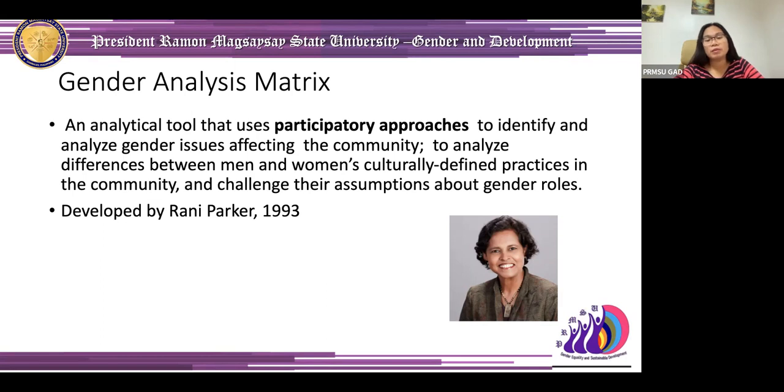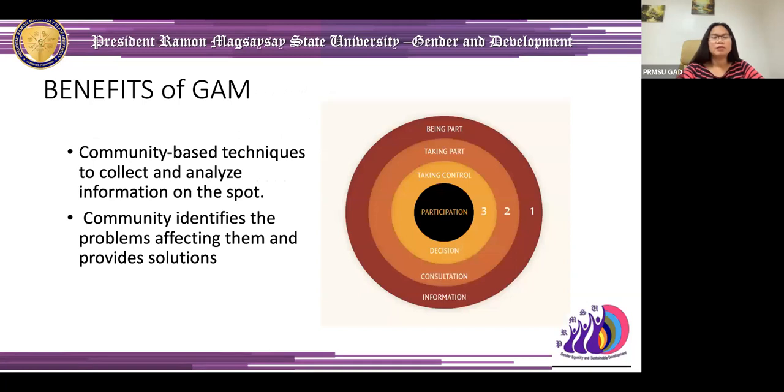So it's using those approaches to identify and analyze gender issues affecting the community, and of course to analyze the differences in the situation of men and women. And that was developed by Rani Parker in 1993. So how do we describe GAM? So what are the benefits of GAM?